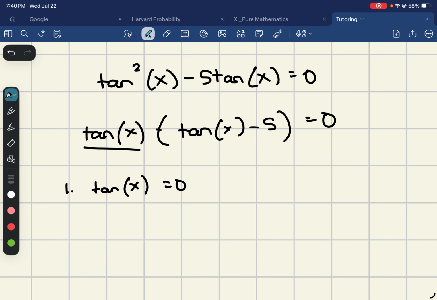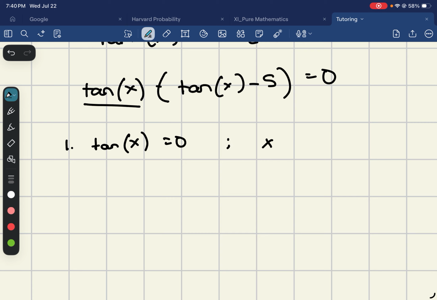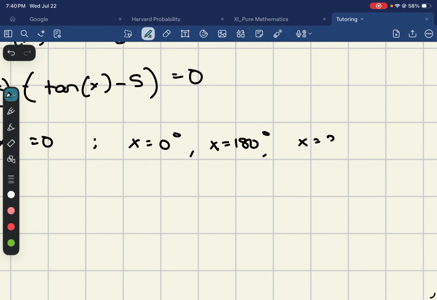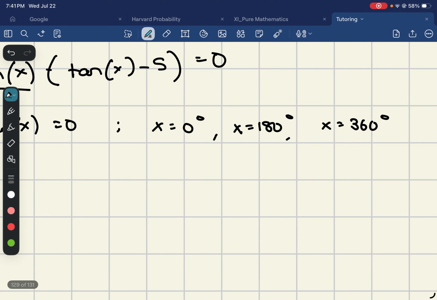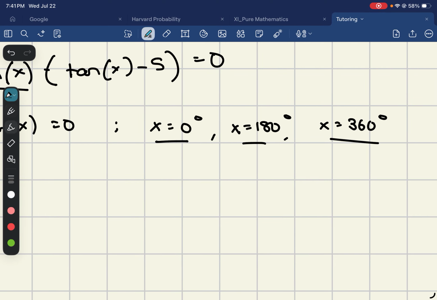When is tan x 0? Well, if x is equal to 0, tan x is 0. And if x is equal to 180, tan x is 0. And if x is equal to 360, tan x is 0. How do I know this? Well, tan x is just sine x over cos x. And it's going to be 0 whenever the numerator is 0. So the numerator is 0 for these three angles. So you just keep the same three angles here.